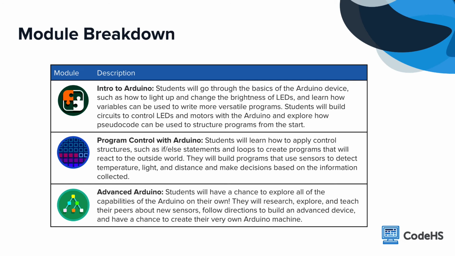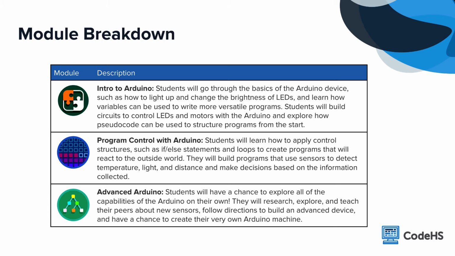The Arduino course is broken into 3 modules. In the first module, students learn the basics of the device by controlling LEDs and motors and using variables to structure their programs. In the second module, students apply control structures to their programs along with sensors and additional components. They'll use temperature, light, and distance sensors to detect attributes of an environment and have their programs make decisions based on this information.